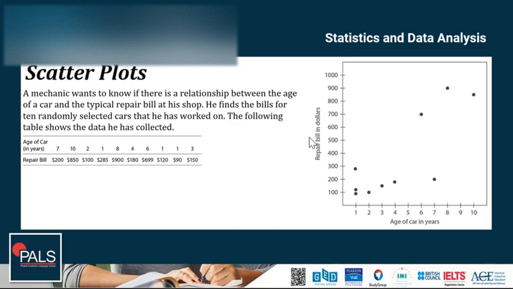If the points tend to lie along an imaginary line that rises from left to right, we say that there is a positive relationship between the two values. That is, as one value increases, so does the other. If the points tend to lie along an imaginary line that falls from left to right, we say that there is a negative relationship between the two values. That is, as one value rises, the other falls.